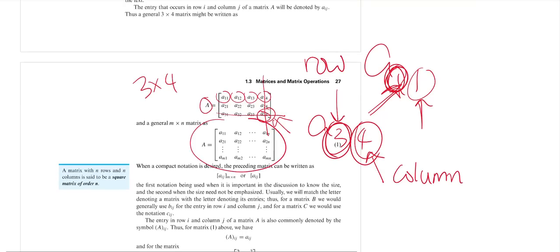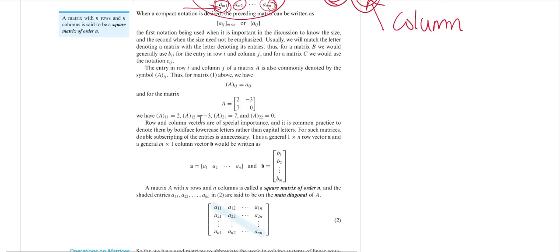So for a general m by n matrix, you can label all the entries using these indices. You can see that here we have m rows, and you can tell from here that we have n columns. So this is an m by n matrix. Okay, now that is the convention.